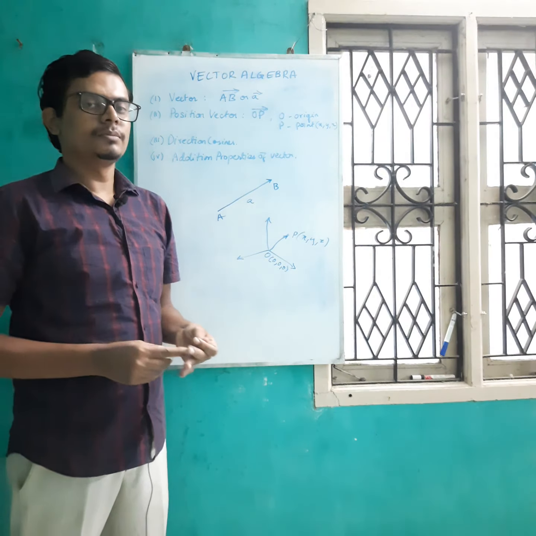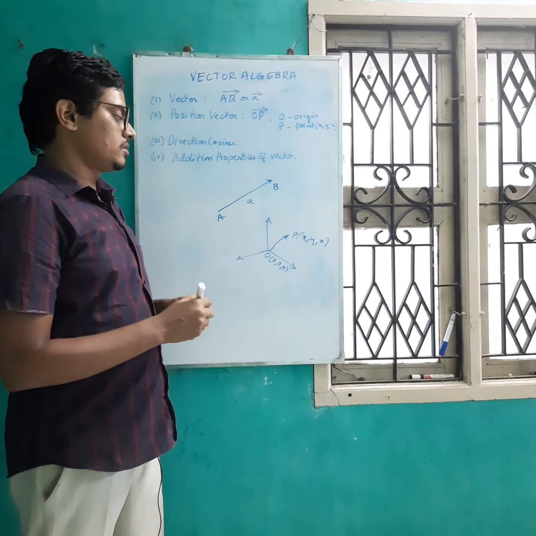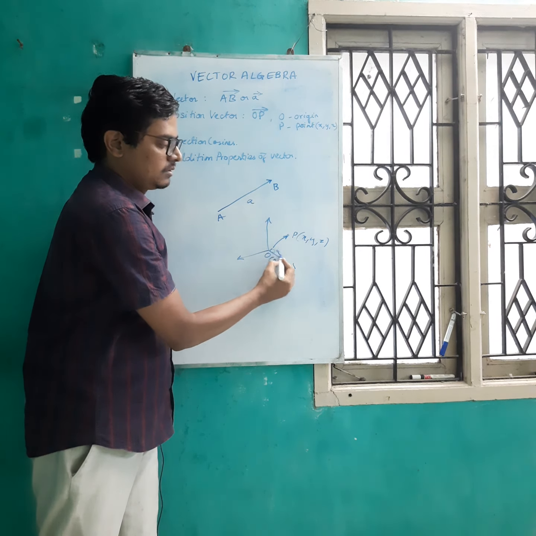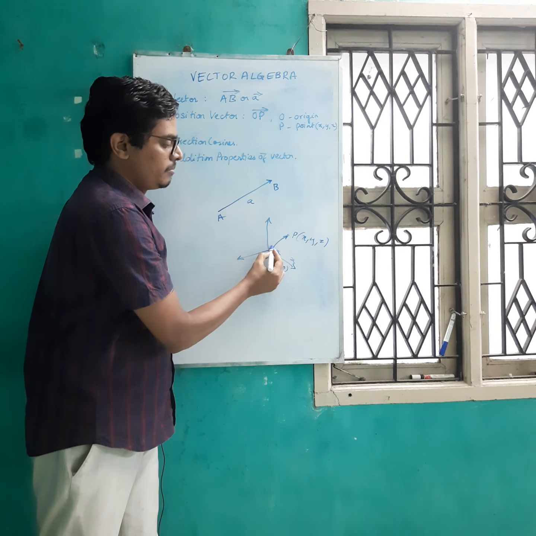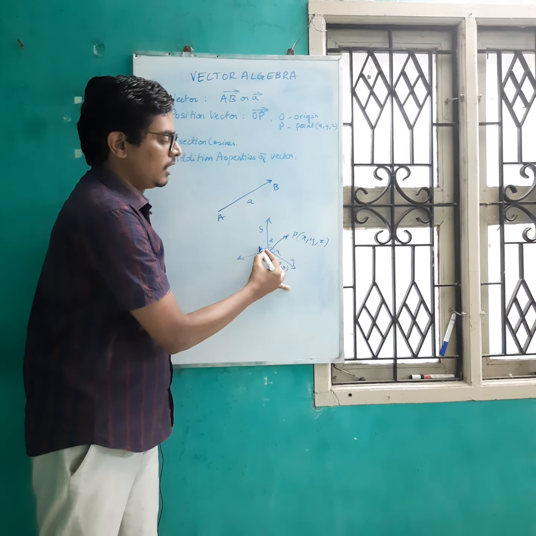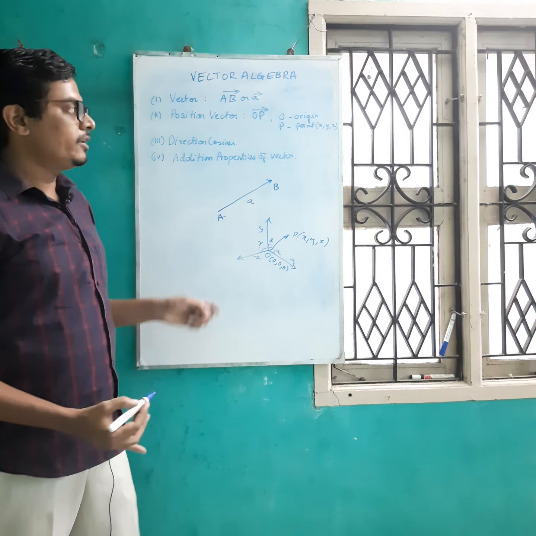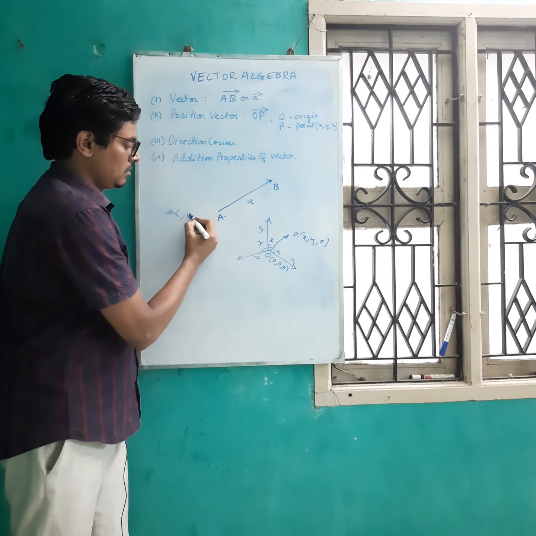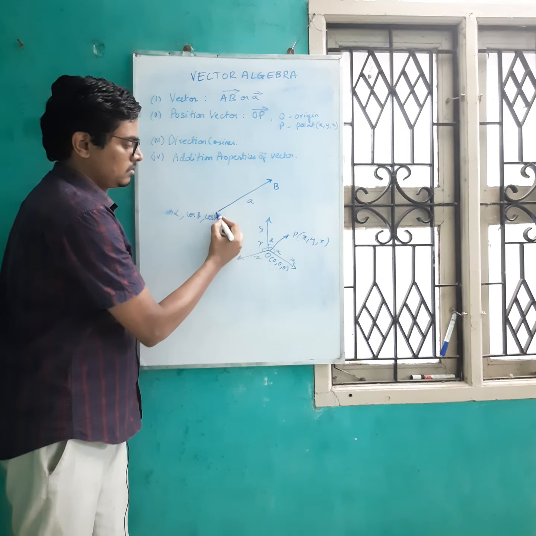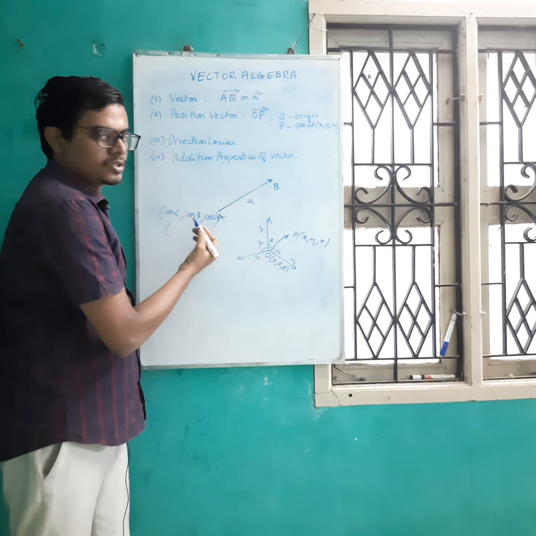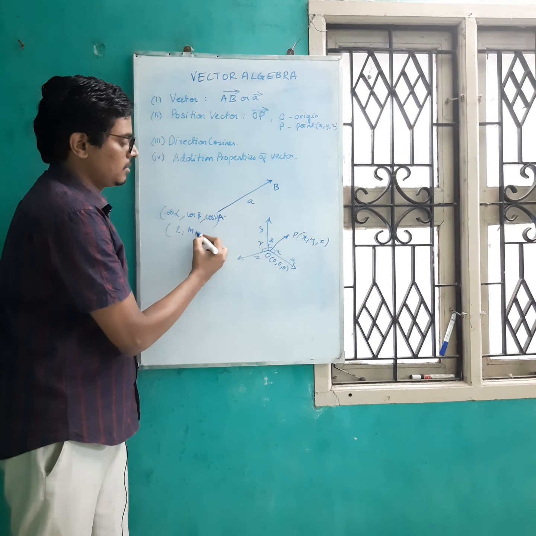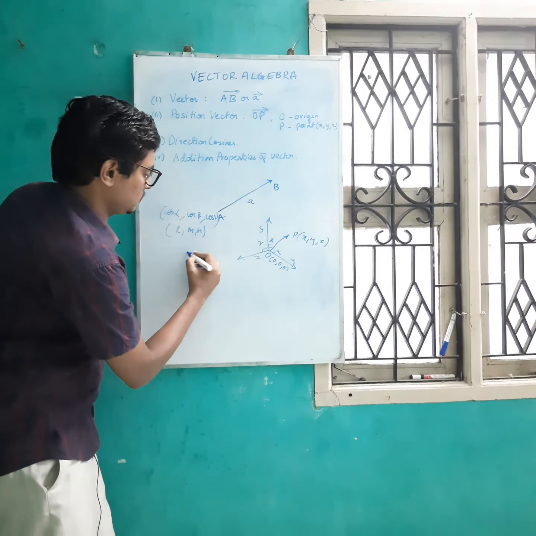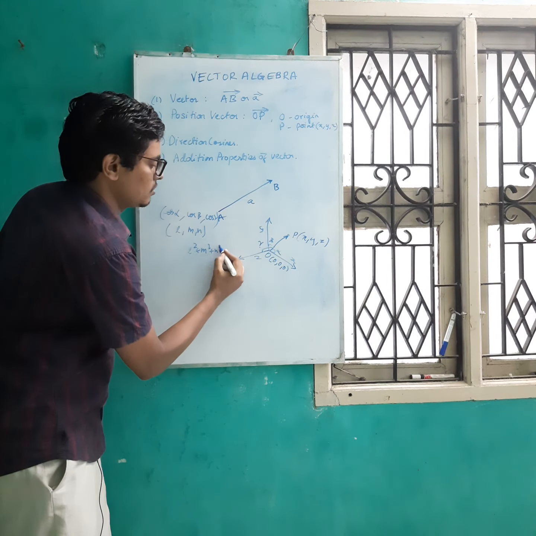And next concept is direction cosines. What is direction cosines? Suppose this position vector OP is making an angle alpha with x axis and beta with y axis and gamma with z axis. Okay, the cosine of all these angles is direction cosines: cos alpha, cos beta, cos gamma, which we also represent as L, M, N. These are called direction cosines. So it has a property L square plus M square plus N square equal to 1.